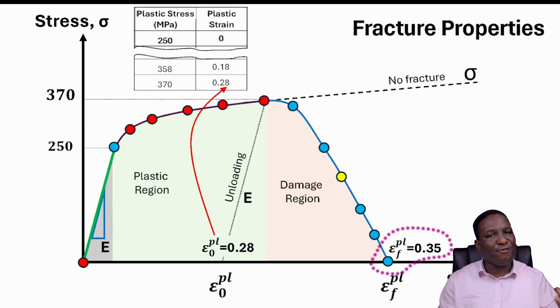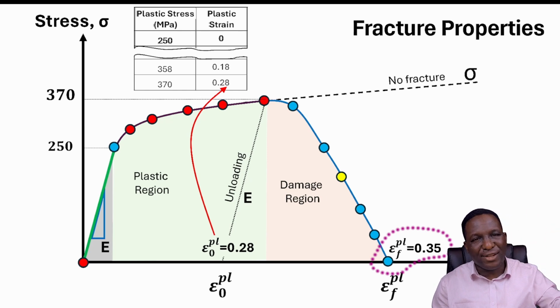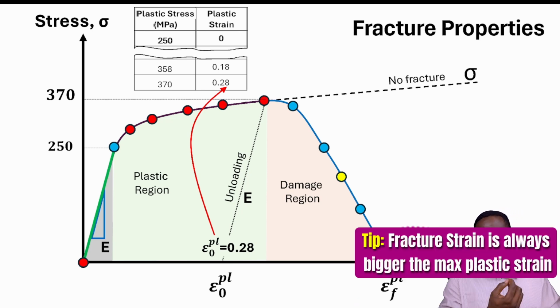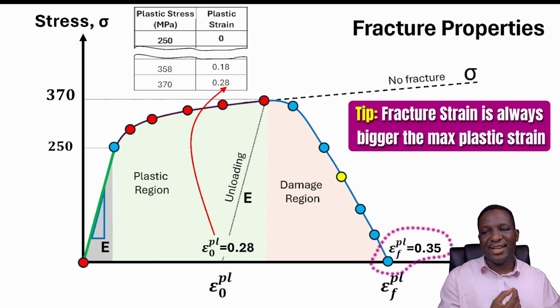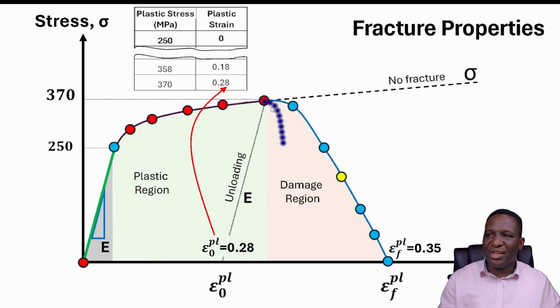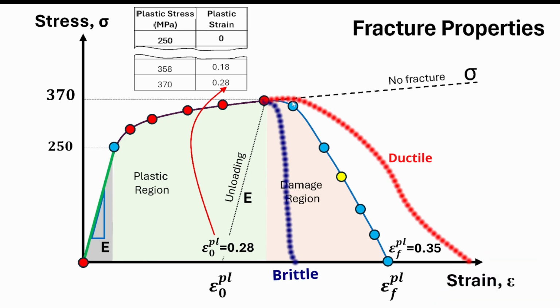This normally will come from experiment or from a material data sheet, where they give you an idea of what the fracture strain of this material would be. In this instance, it's 0.35. One thing you need to note is that your fracture strain should always be bigger than the maximum plastic strain. If it's too little, then you have a sort of brittle behavior. If it is too large, then you have an unusually ductile deformation, which will not make sense.